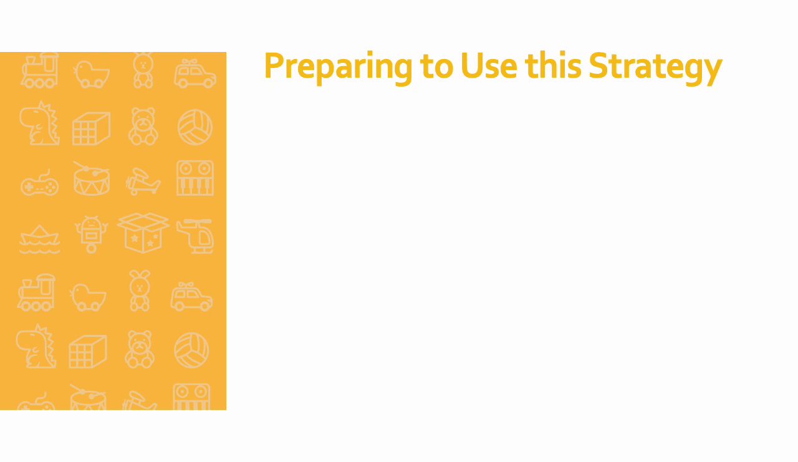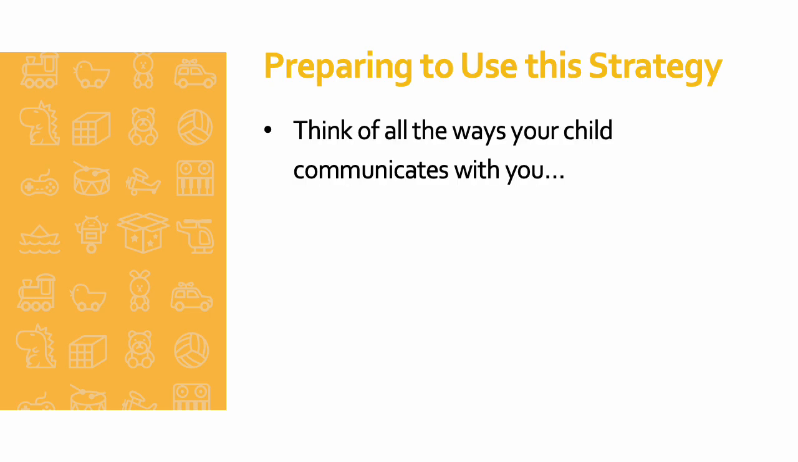Preparing to use this strategy. First, I want you to think of all of the ways that your child communicates with you. Maybe make a list or notes on your device. It may be by pointing, leading you by the hand, using sounds or parts of words, using 1 to 2 word phrases, or more. Other examples include how your child orients their body, such as turning toward or away from you, adjusting their eye gaze, such as looking at an item and then looking back to you, providing a sign, such as more with their hands, a facial expression, such as smiling or looking surprised, and more.